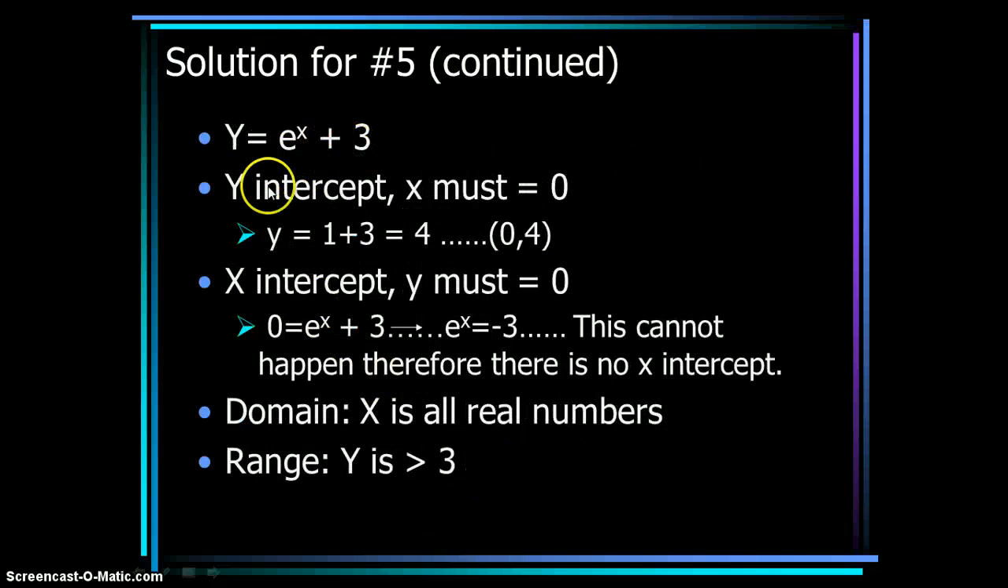e to the x plus 3. Okay, y-intercept. Find out when x is 0. If x is 0, then this becomes 1. 1 plus 3 is 4, so the y-intercept is (0, 4).